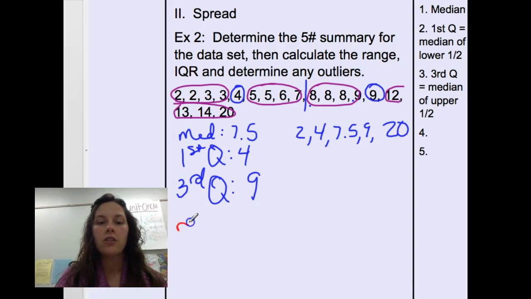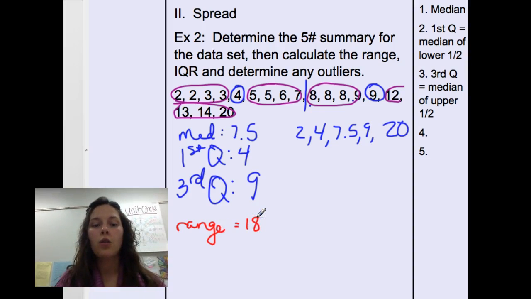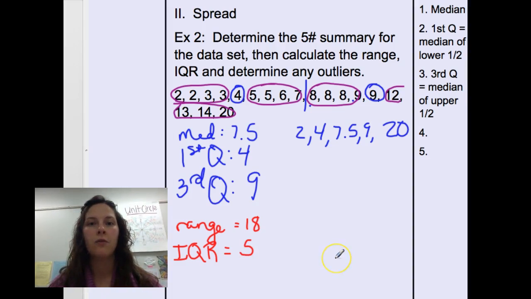Next, we're going to find the range. So that's the maximum minus the minimum. 20 minus 2 gives us a range of 18. The interquartile range is the third quartile minus the first quartile. So we've got 9 minus 4, which gives us an interquartile range of 5.